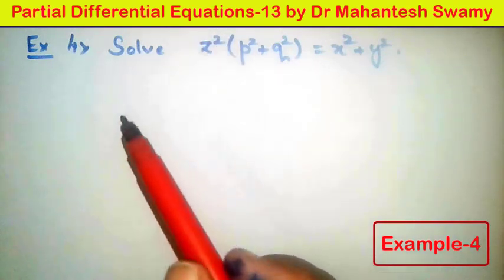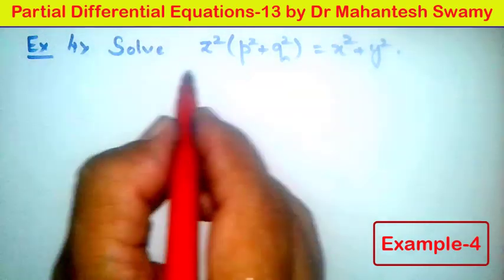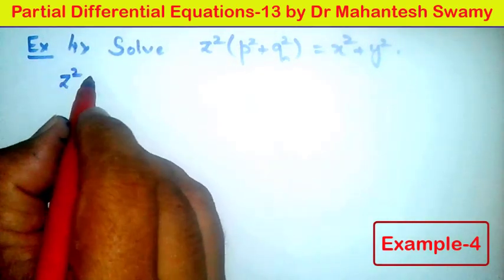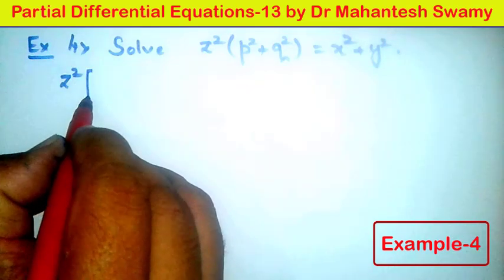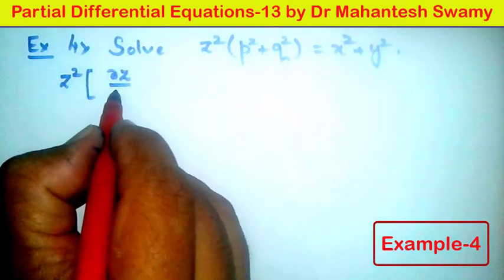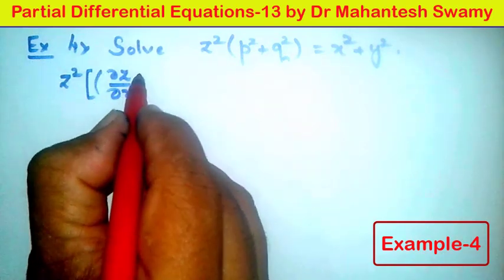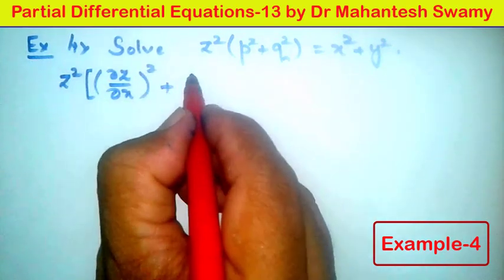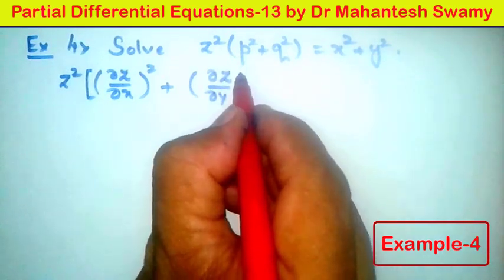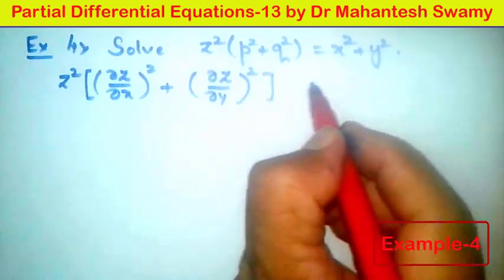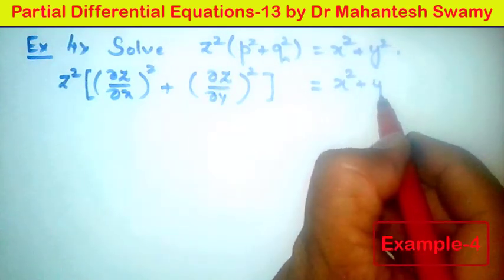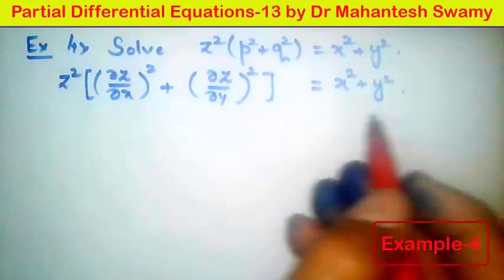So how can that be done? In order to do that, first of all, let us write the differential equation in the form z square into bracket, p is nothing but dou z by dou x, its square, plus q is nothing but dou z by dou y, its square on LHS as it is, whereas on RHS x square plus y square keeping as it is.